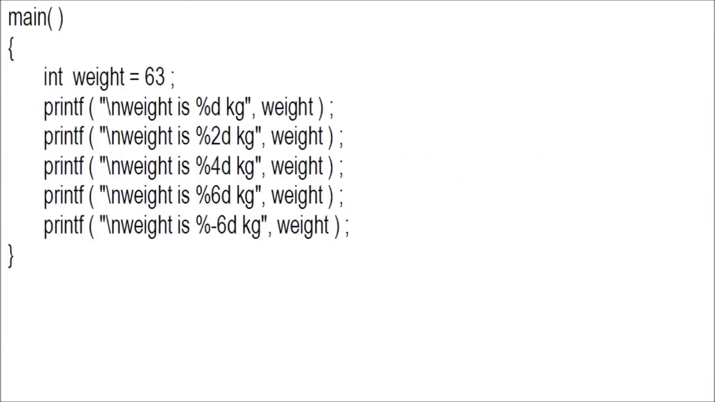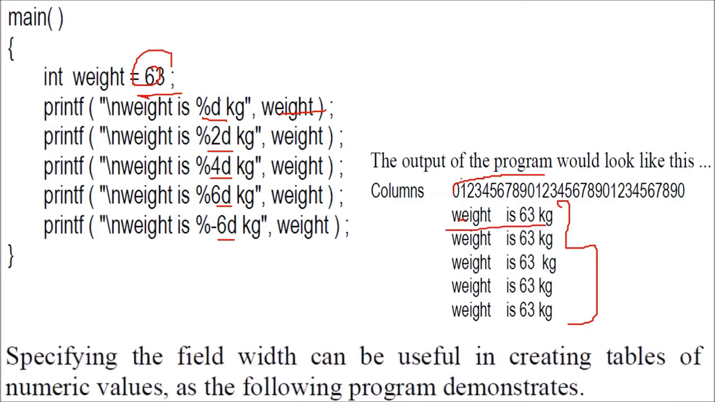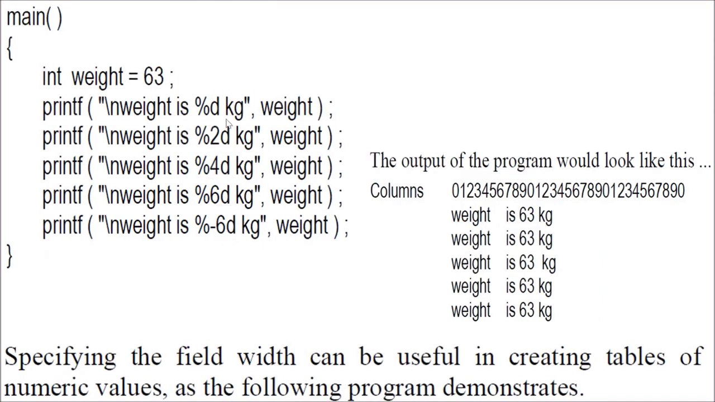Let us take an example. For 63, you have %d, %2d, %4d, %6d, %-6d. All of these will be shown like this, and since the value is just 63, it will be shown from 0 to wherever the content goes. But I'll give an example of exactly how this minus would work.